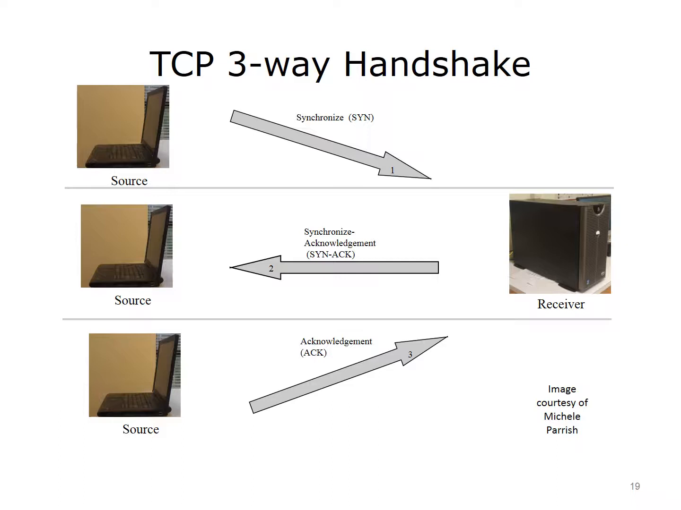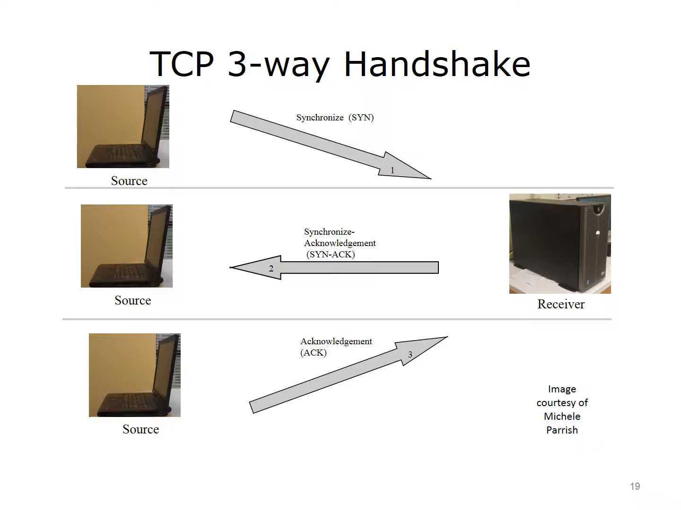The server will respond with a synchronize acknowledgement, SYN ACK. The acknowledgement number is set to one more than the received sequence number, A plus 1. And the sequence number that the server chooses for the packet is another random number, B. Lastly, the client will send an ACK back to the server.